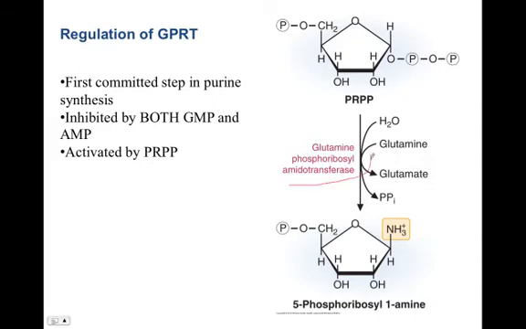This enzyme is inhibited by the presence of both GMP and AMP. Both GMP and AMP must be present at high levels to inhibit the enzyme. This is because both GMP and AMP are synthesized separately in downstream parts of the pathway. Additionally, this enzyme is activated by the presence of PRPP.